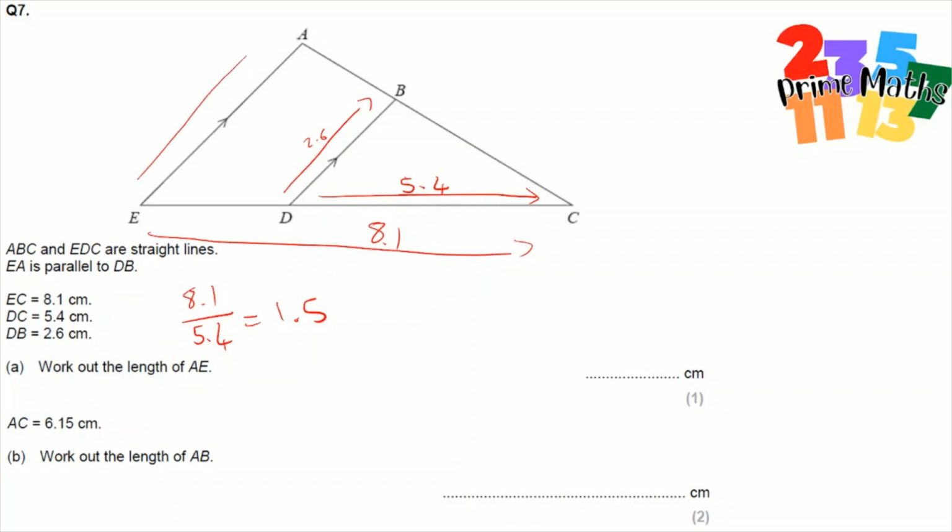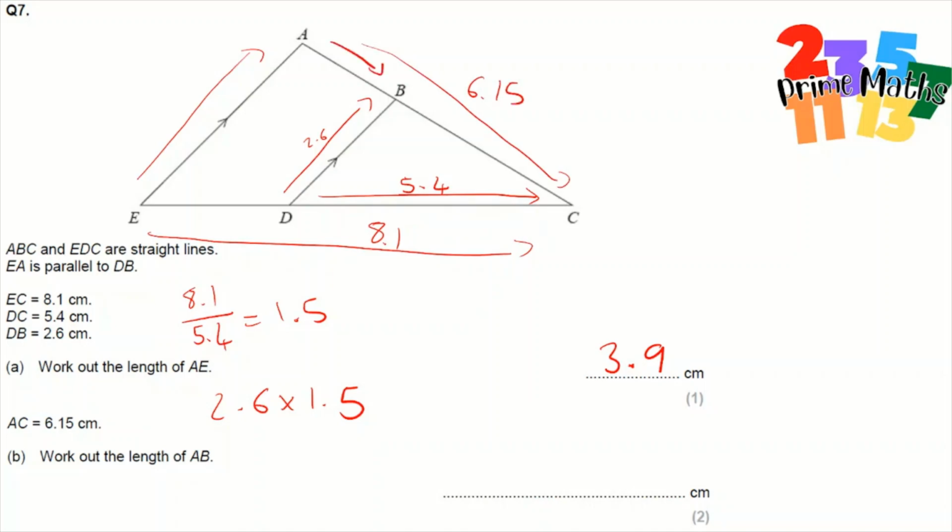The length AE is similar to DB, so it will be 2.6 multiplied by 1.5, which gives us an answer of 3.9. It then tells us that the length from A to C is 6.15, and it wants to work out the length from A to B.